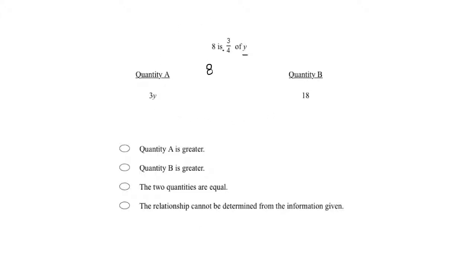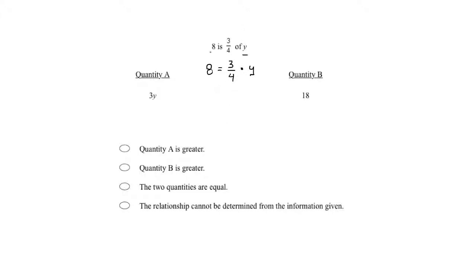8 is. Now, "is" always means the same thing in mathematics and in math problems like this. It's an equal sign, all right? 1 to 1. "Is" is an equal sign. 3/4 and "of" always means something too. "Of" always means times. 8 is 3/4 of y. 8 is 3/4 times y.